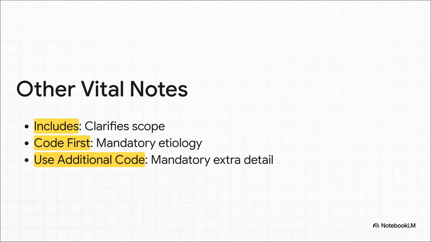But hey, we can't forget the other vital instructional notes. Includes notes clarify the scope and coverage of a category. But you've got to pay special attention to code first and use additional code. Why? Because these force mandatory sequencing. Code first tells you the underlying etiology absolutely must be sequenced before the manifestation, while use additional code is your reminder to sequence that extra detail right after the primary condition.